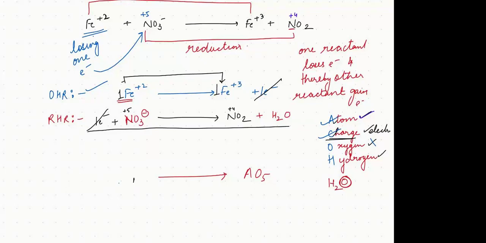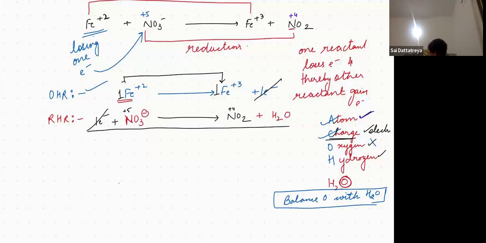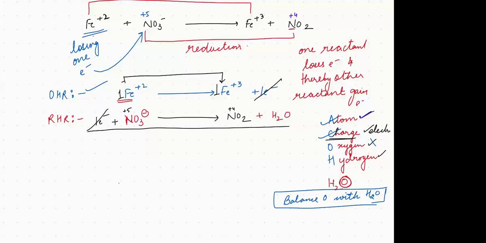So the rule says that you have to balance oxygen with water. Yes or no? And then you see there was no hydrogen in the picture, but because you added water, 2 hydrogens came up. And those 2 hydrogens you're going to add on the reactant side.